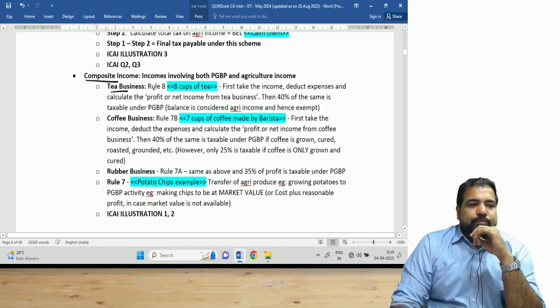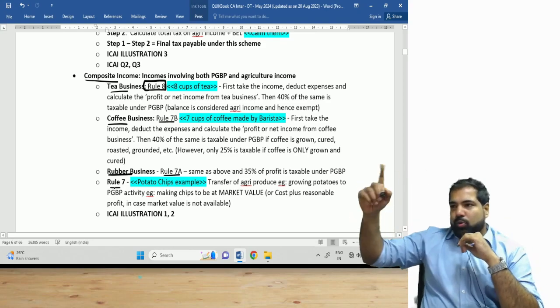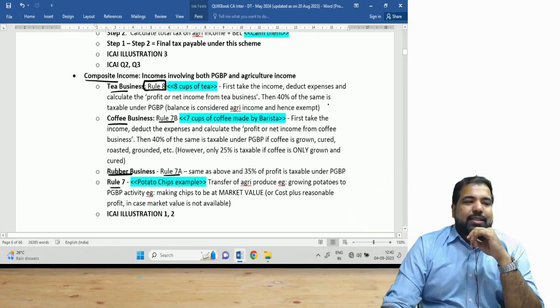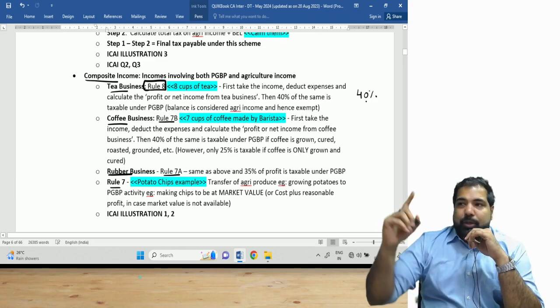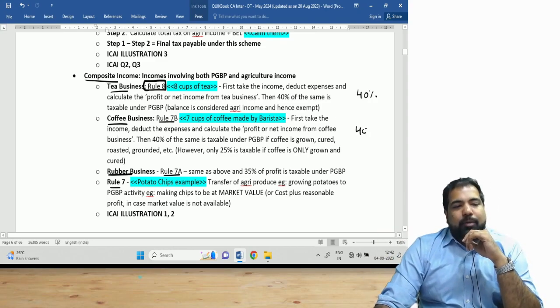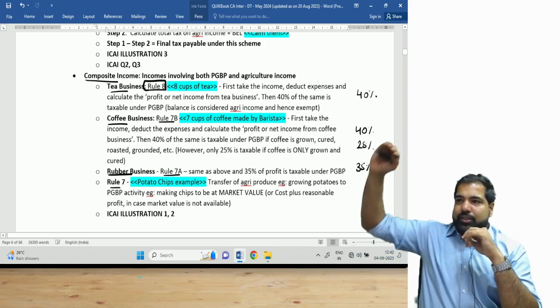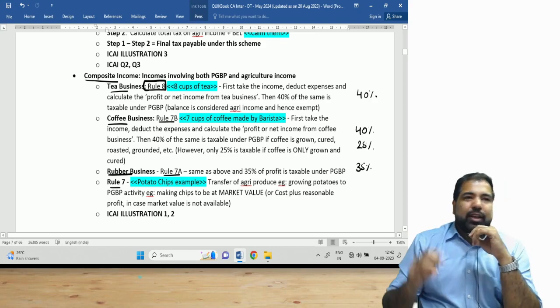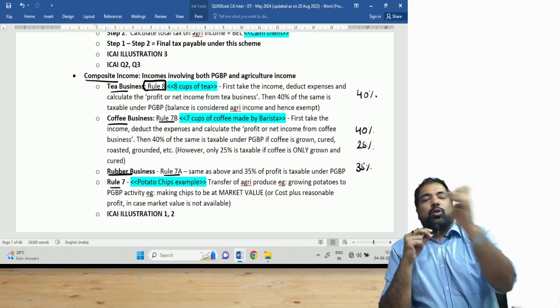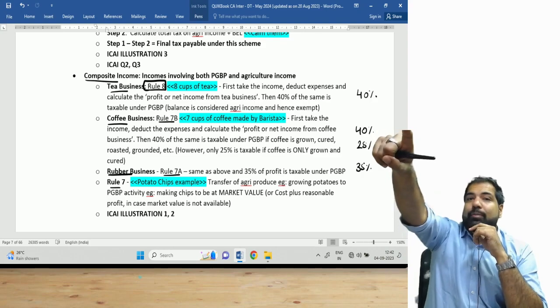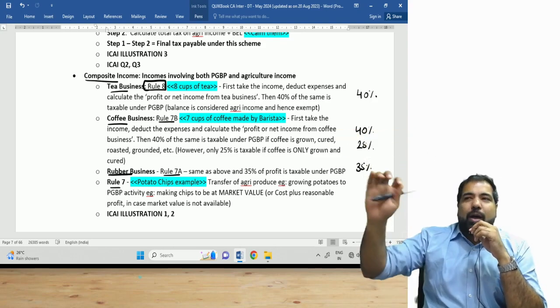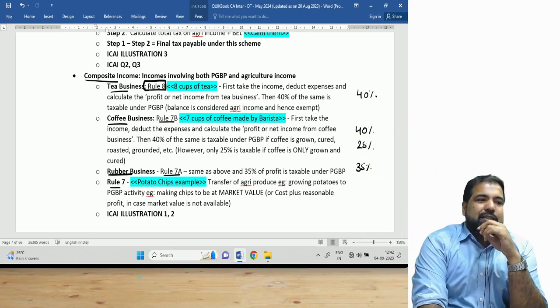Next, guys, is there composite income? Tea business, Rule 8; coffee, 7B; rubber, 7A; and potatoes to chips, Rule 7. Rule 8 says what percentage? 40 percent is PGBP. Coffee, 40, but coffee is only grown and cured, and rubber, guys, is 35. Remember, this split is not of the sales, it is of the profit. And guys, whenever you transfer from your potato farm to your chips factory, the transfer should only be at market value, and if you don't know the market value for some reason, cost plus profit.